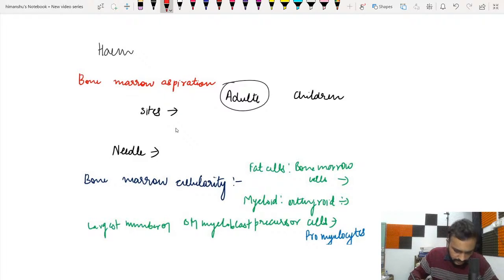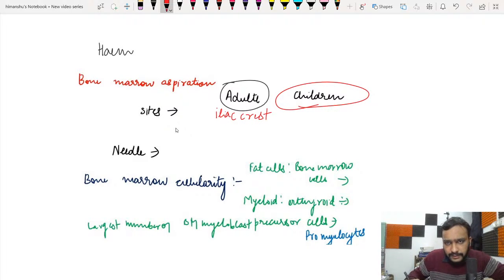So it will be an active discussion, and we'll be discussing the questions. You will write down the answers in the comment section below. The site for bone marrow aspiration in adults is the iliac crest, and the site in children is the anteromedial end of the tibia.